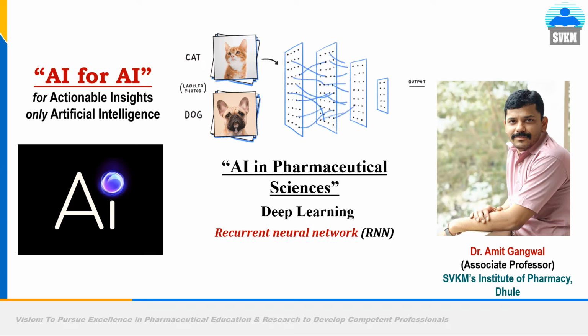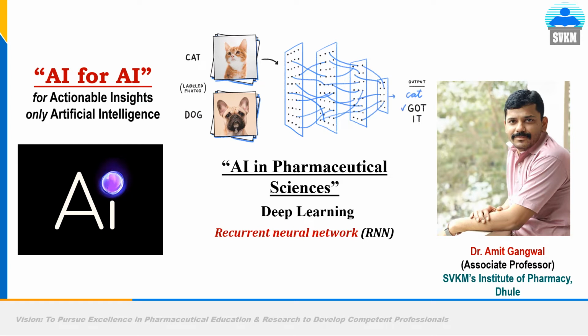Hello friends, we have finished CNN, that is convolutional neural network. Now we are moving ahead to a different type of network which is called recurrent neural network. As the name indicates, it repeats itself. How? I will explain you.